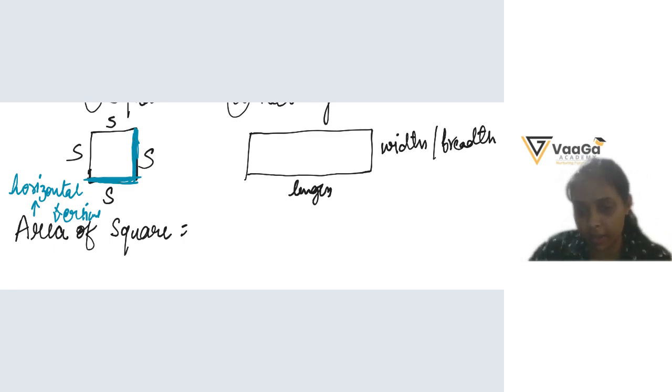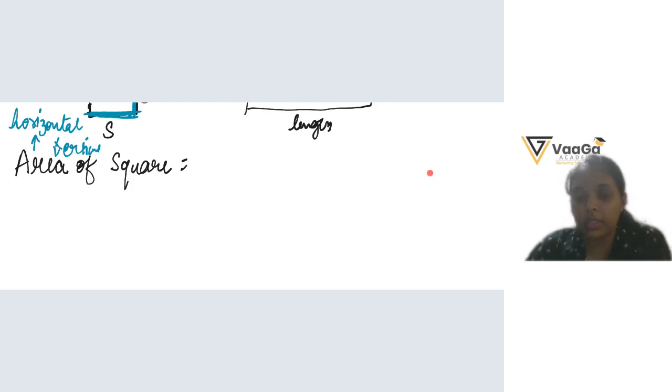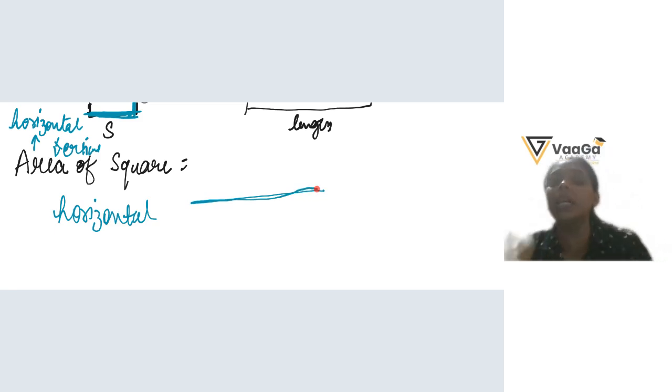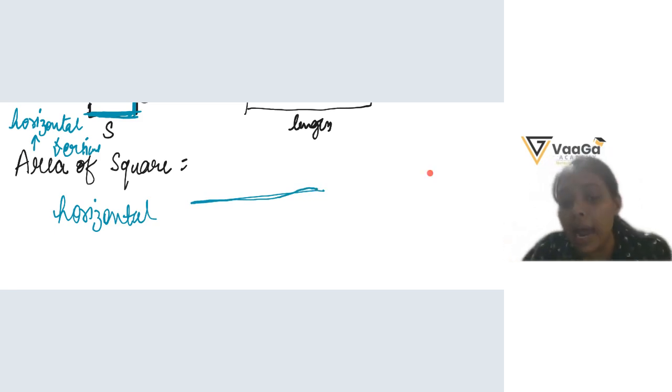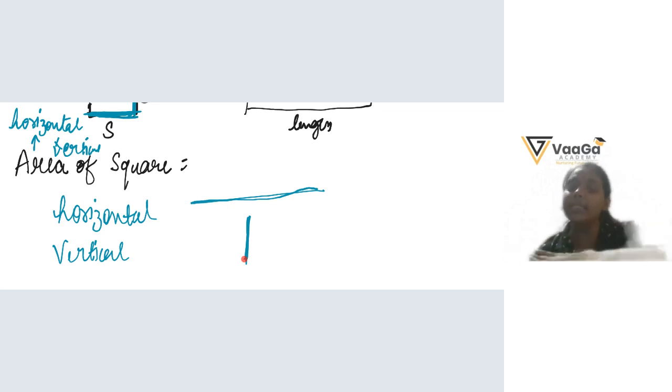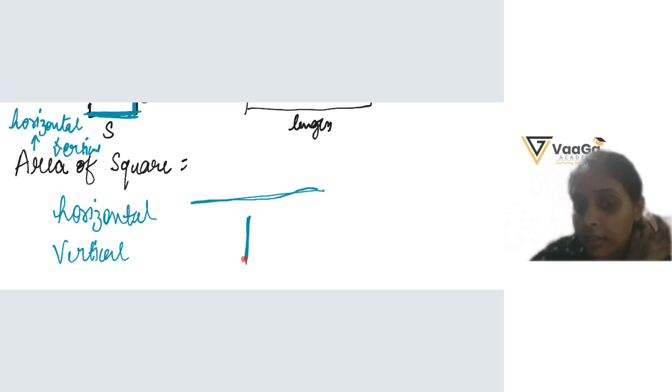So in this square, this one is the horizontal side. Yes, Harsh. And this is the vertical side. Yes, ma'am. Ma'am, he is a little confused about the horizontal and vertical sides. Okay. So Harsh, horizontal is the sleeping line. You know the sleeping lines? Yes, ma'am. Horizontal is another name for the sleeping line, and vertical is another name for the standing line. The standing lines are the vertical lines and the sleeping lines are the horizontal lines.